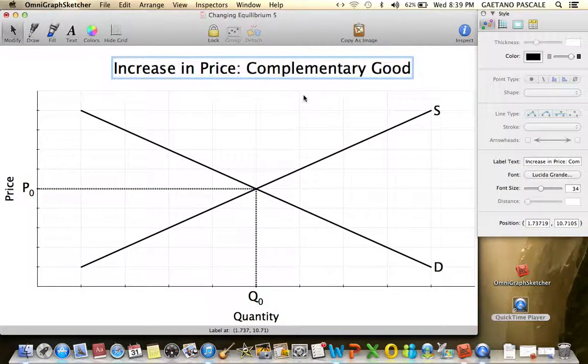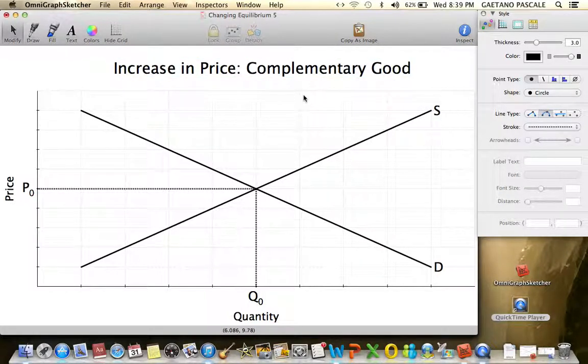For a complementary good, and this is something that oftentimes confuses people, we are talking about the change in one good and how the change in that one good impacts the demand for another. So basically, I'm changing the price of good A and taking a look at how that impacts the demand for good B. An example of complementary goods are cars and gasoline, as long as it's not an electric car.